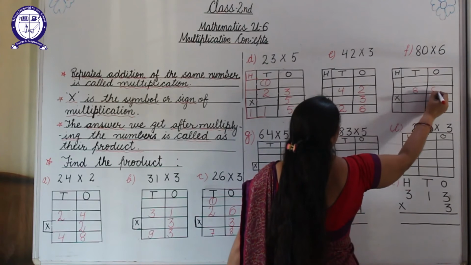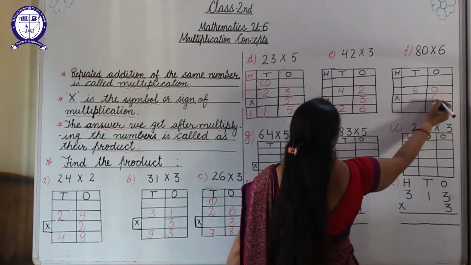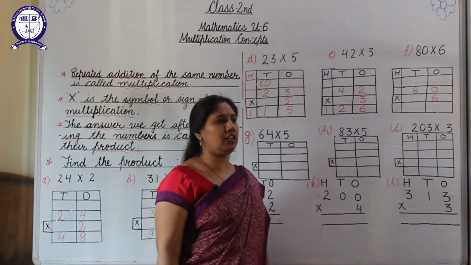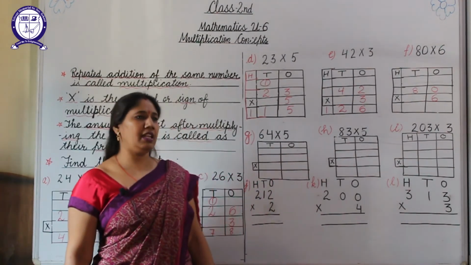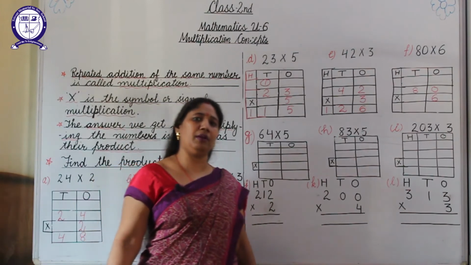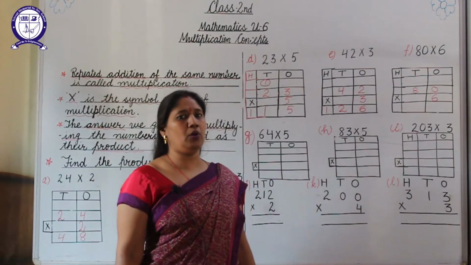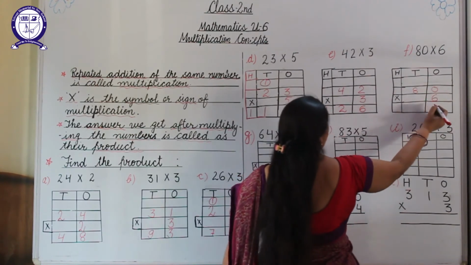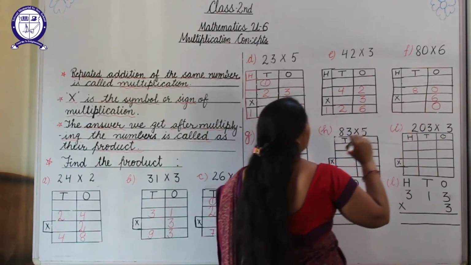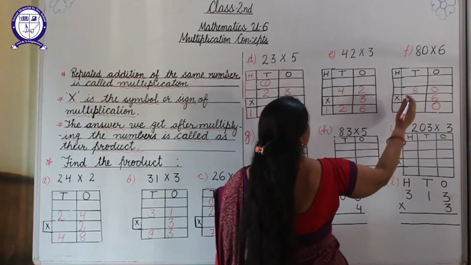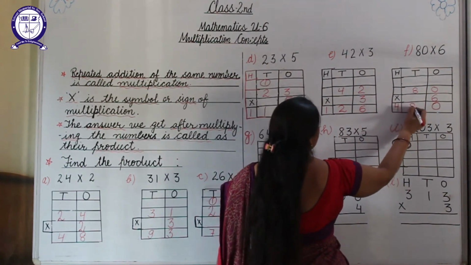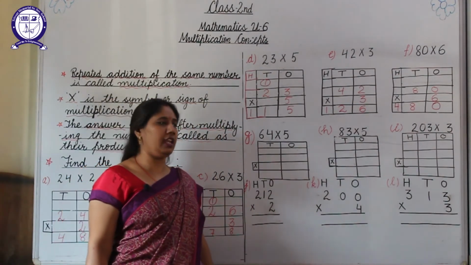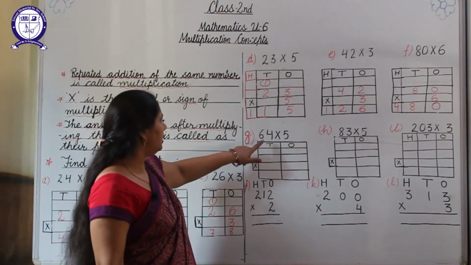Come to the next: 80. Firstly we have to arrange in columns, 80 multiply by 6. So remember the property of multiplication: when we multiply any number by 0, the product is 0. जब हम किसी भी नंबर को 0 से मल्टीप्लाई करेंगे then we get 0. And 6 eights are 48. So our answer is 480. Come to the next question.